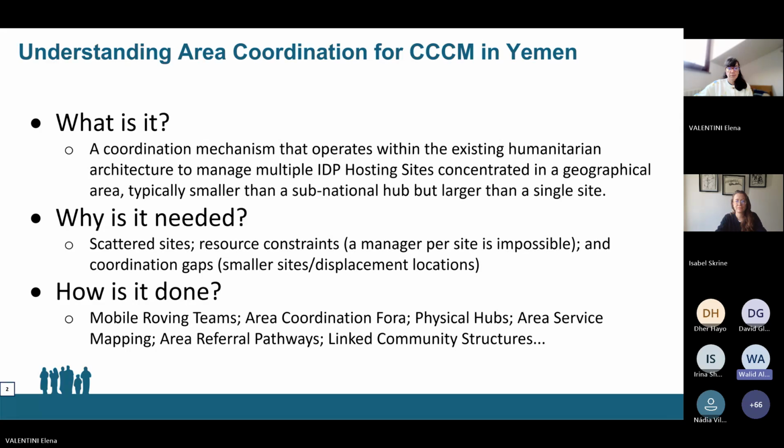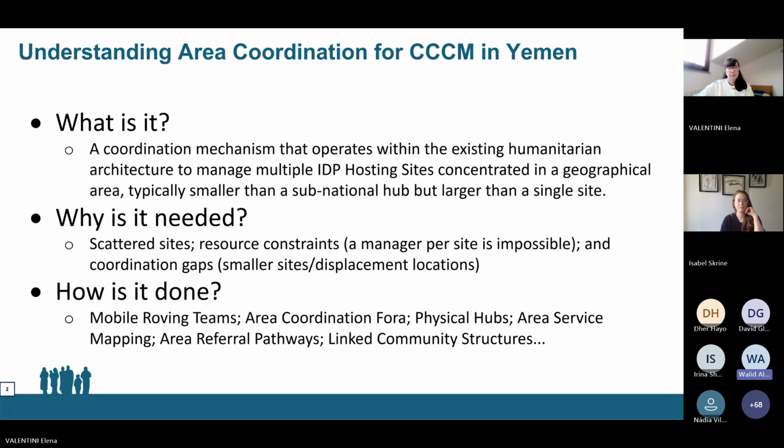So in area coordination, what we're trying to do is create or operate within an architecture that manages multiple IDP hosting sites. So it's still mainly concentrated around IDP sites, but host communities are sometimes included based on partner capacity. But the main focus with area coordination was to make the unmanageable load of managing individual sites manageable by doing it collectively per area. It's typically smaller than a subnational hub, but larger than a single site. So it's usually at the district, sometimes at the governorate, or sometimes at an inter-district level.